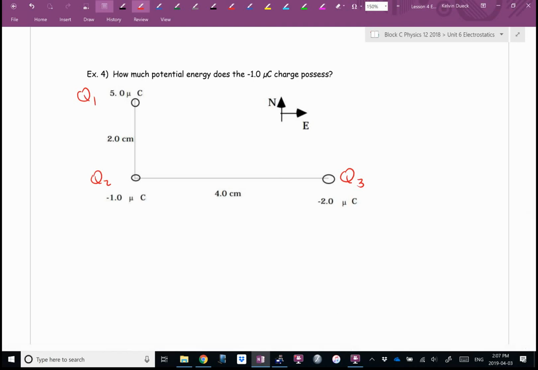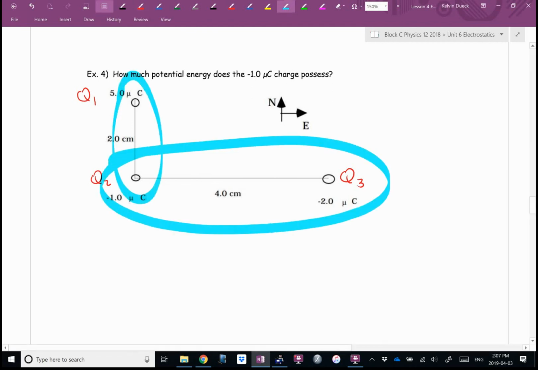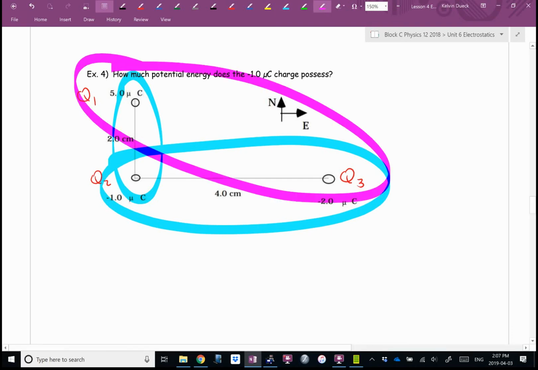Q1, Q2, or Q3? Here's what I'm going to do. Don't write this down. I'm going to find how much energy those two have, and I'm going to find how much energy those two have. It is true that these two also have some shared energy. I don't care, because that's not what they asked me. Okay? Now, if they had said find the energy of the whole system, then I would also have to calculate that.